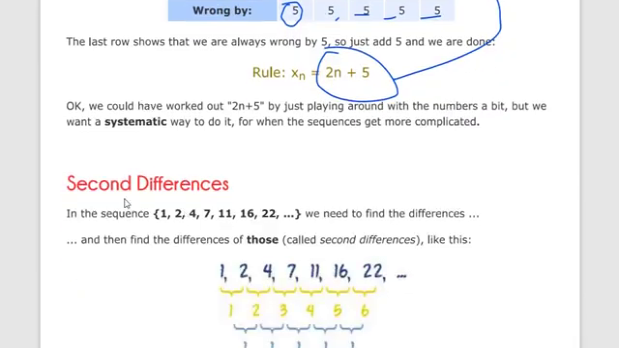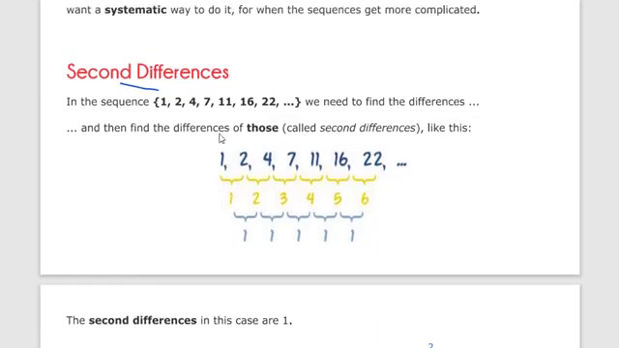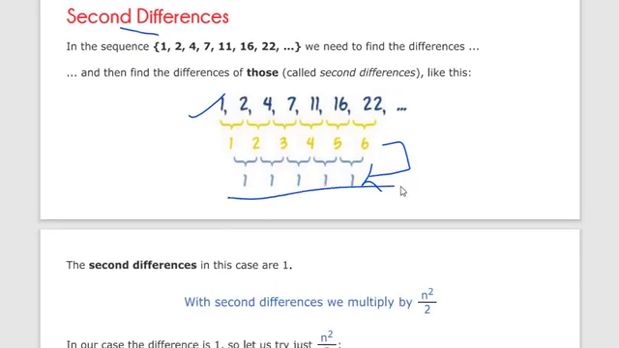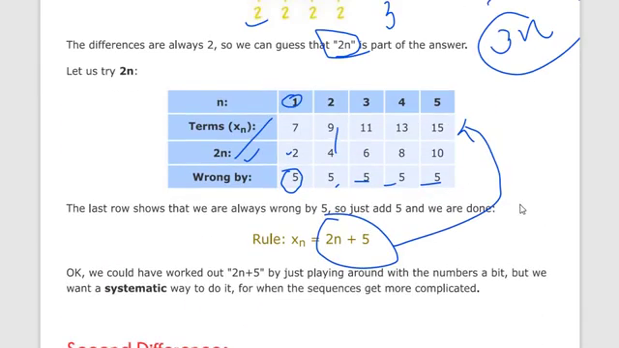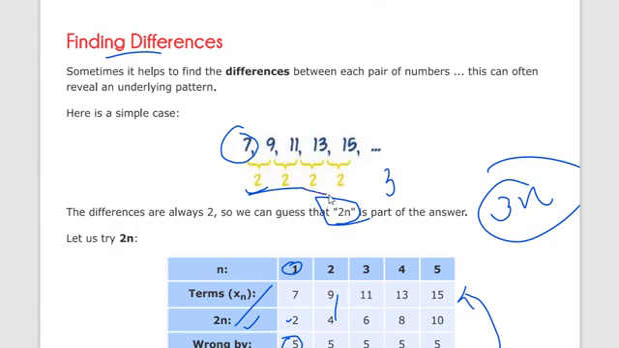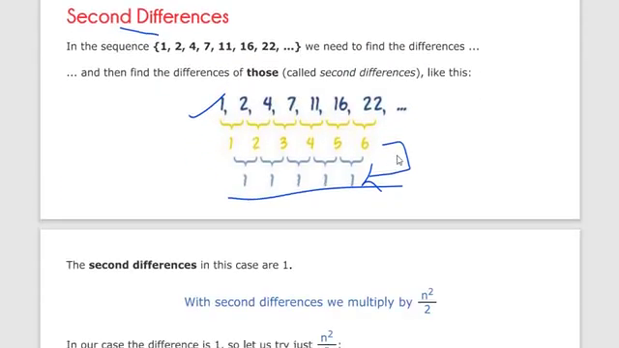Now let's say we have to calculate the second difference. If we take the difference of this sequence, we get 1, 2, 3, 4, 5, 6. Now we have to do the second difference also, and then we get the same answer. In the first difference we did not get the same answer, but here we have to do two differences, and then we get the same answer, 1.